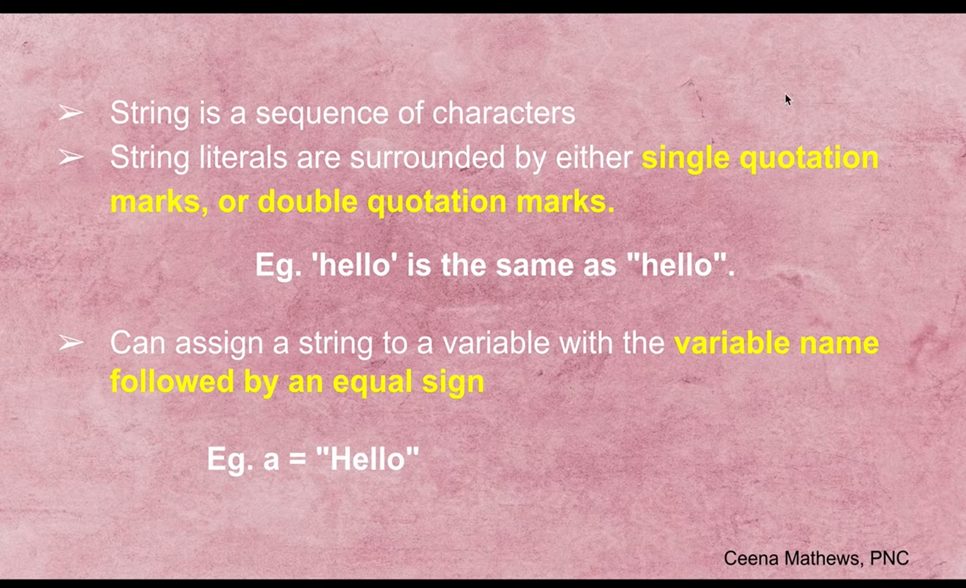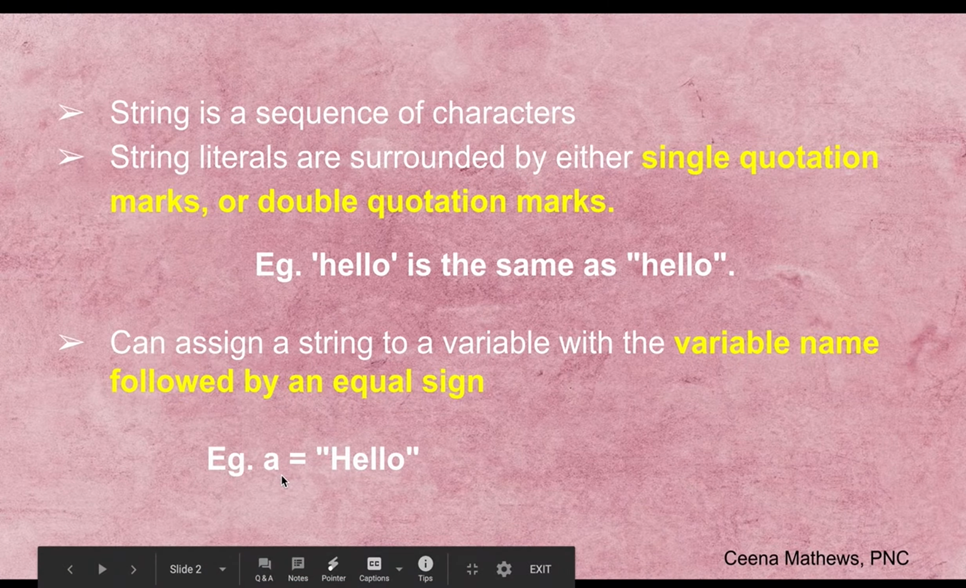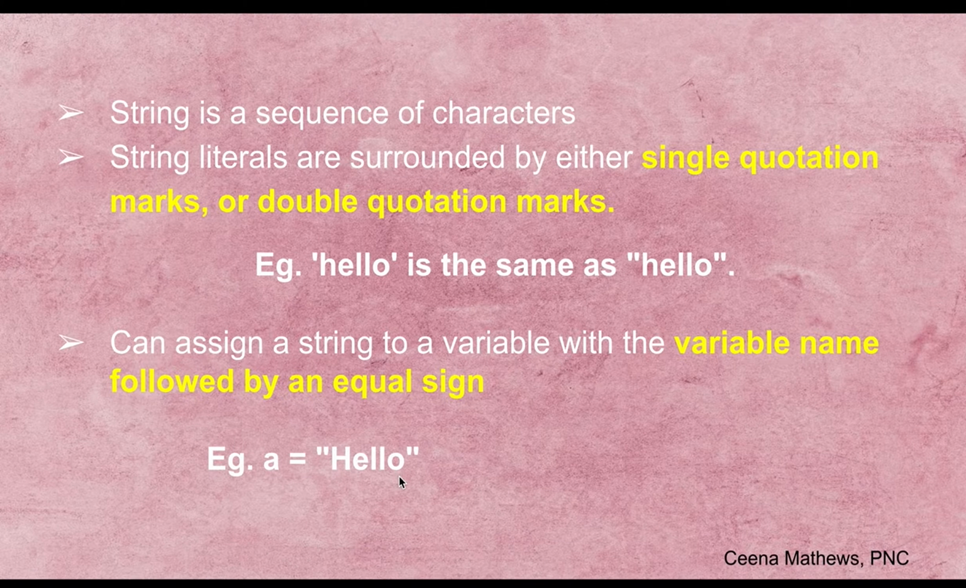As you can see in the example, "hello" in single quotes is the same as "hello" in double quotes. You can also assign a string to a variable with the variable name followed by an equal sign. That is, a equal to double quote hello.